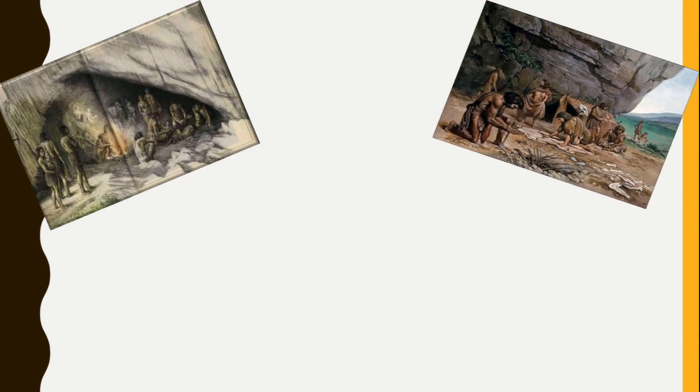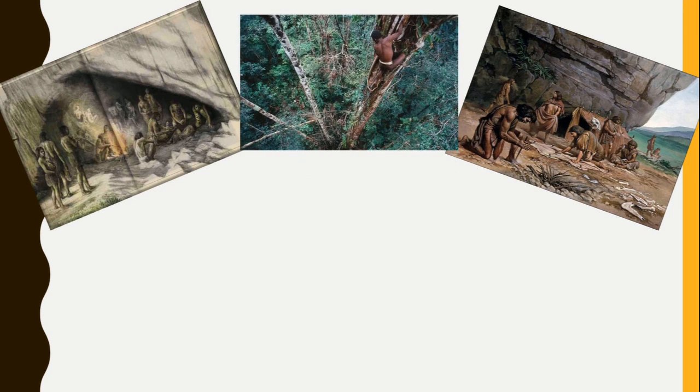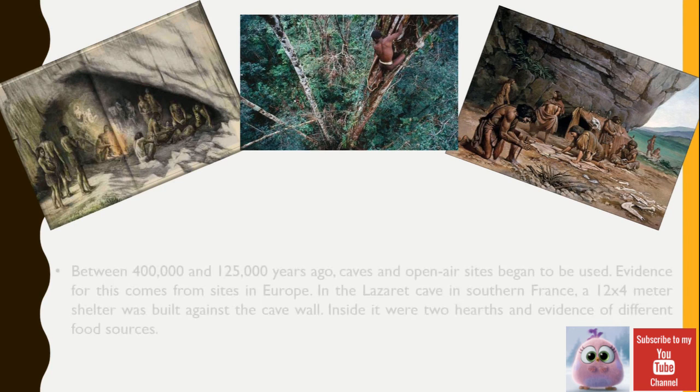First, here we can see it's a cave. Second, here are open air sites, and this is a tree where a man is climbing up, and this is how the early humans used to live on the trees.